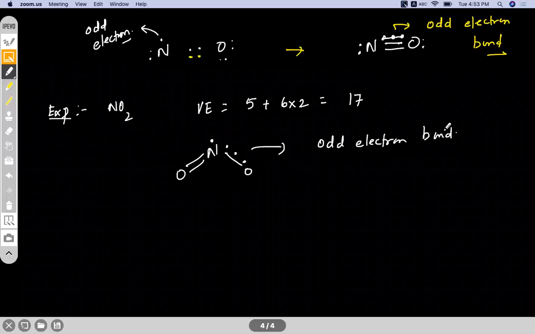Understood? Just these two examples you have to keep in mind for odd electron bond, and that is it. Properties you must remember: an odd electron bond, we call it a half bond because it has half bond order. It is paramagnetic in nature because of the unpaired electron, and the strength is lesser than that of a single bond.